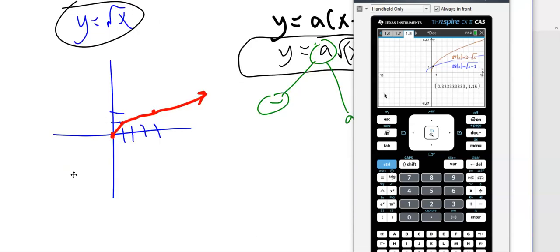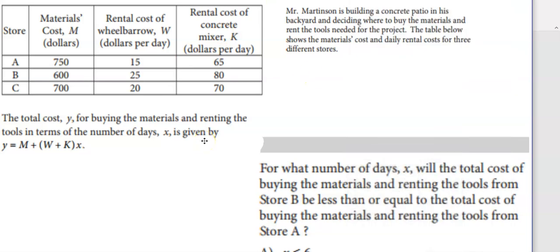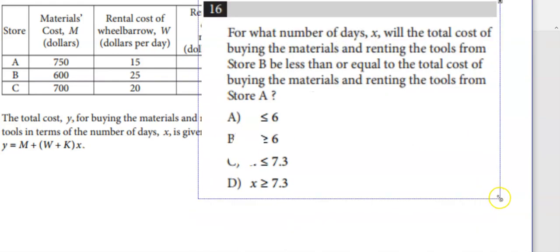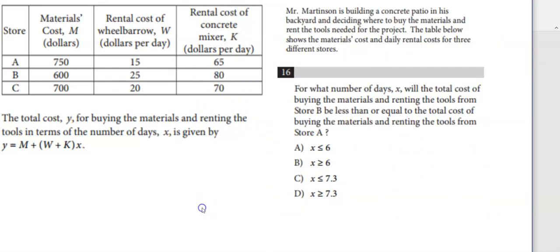We have a minute or two extra. Let's go look at the PSAT for today. I think it'd be worth it. So, wow, this is a really long one here. So let's try to get it so you can read this. Okay. So you got this store, it's got this table, it's got an equation right here, which may come in handy. For what number of days X will the total cost of buying the materials and renting the tools from store B be less than or equal to the total cost of buying from store A?